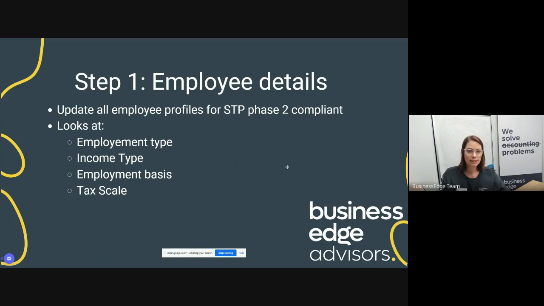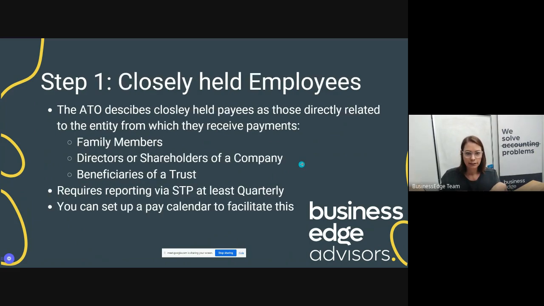So let's have a little more detail about these employee details. The first one I want to cover is closely held employees. In the ATO's eyes, if you are a director or a family member, a shareholder of a company, or a beneficiary of a trust, the ATO consider you a closely held employee. In this instance, the ATO want to know about this within your employee data, so there are some boxes that you'll check in going through setting up your STP Phase 2.